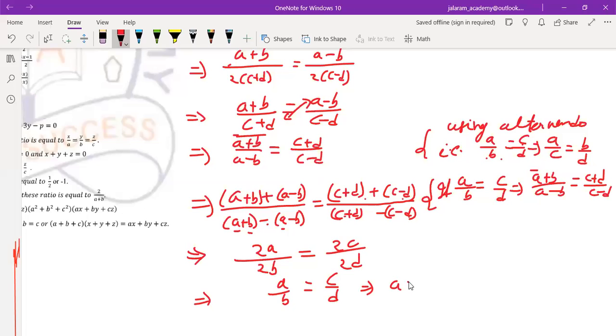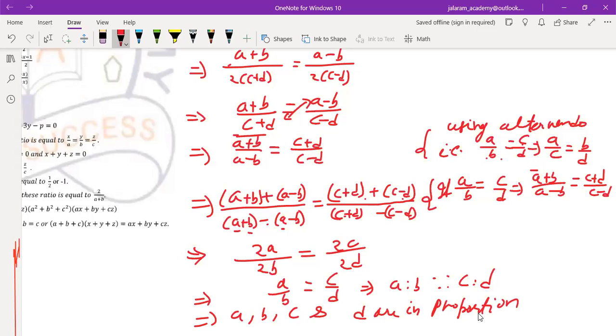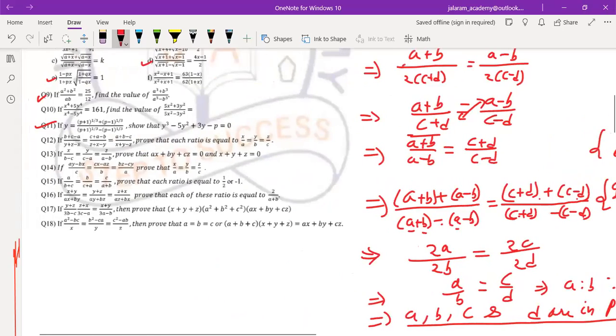It implies A is to B is proportional to C is to D. It implies A, B, C, and D are in proportion. Very easy. Hope you all must have understood this.